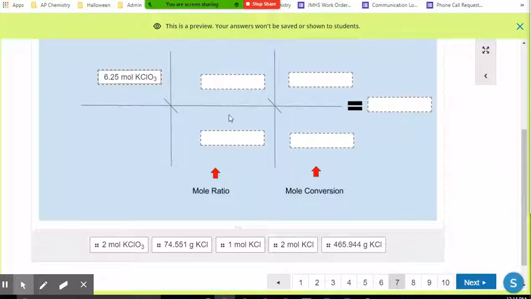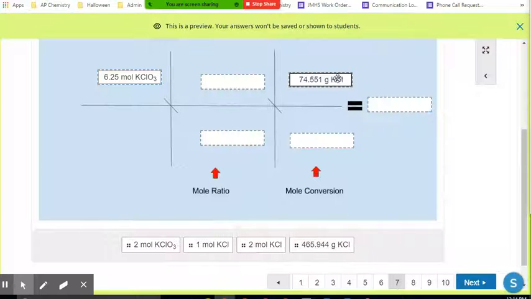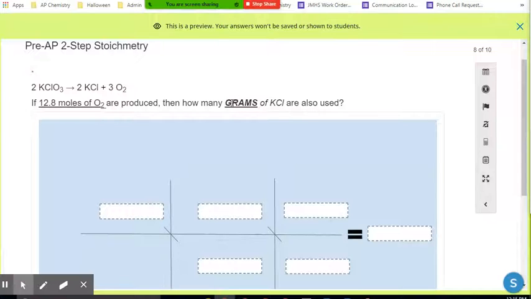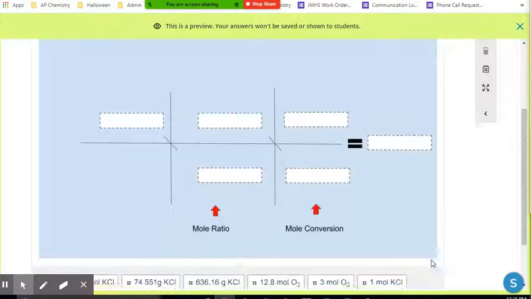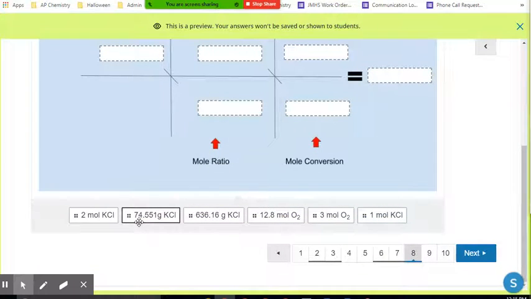This next one will be the 1 mole to molar mass. Just to help you out, molar mass 74.551. It goes on the top right. Okay, the rest you guys can fill in. You're going to need that molar mass again on question 8. So on question 8, you're going to need that molar mass again because once again we're dealing with grams of KCl. So again, that's going to be that 74.551. Okay?